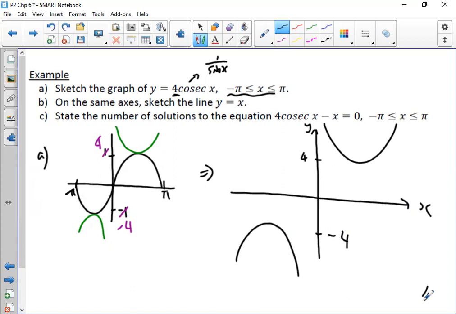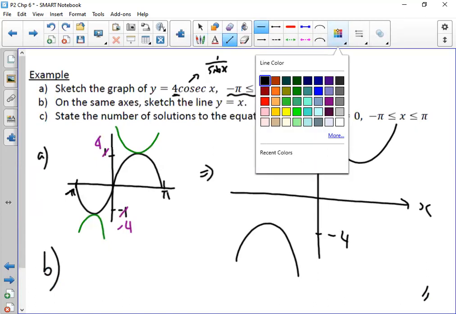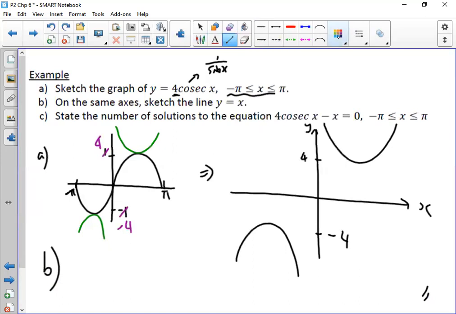Part B, on the same axis, sketch a line y equals x. So we can sketch a line y equals x. Let me use a different color. y equals x. This. Okay.